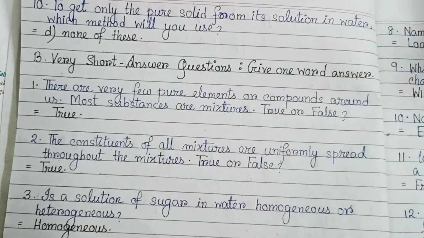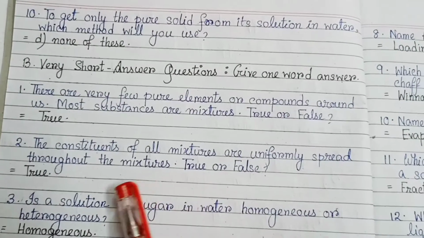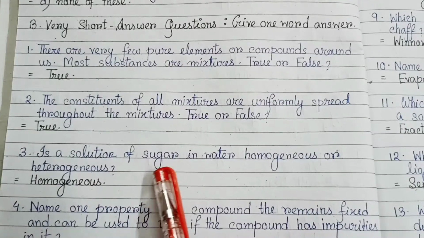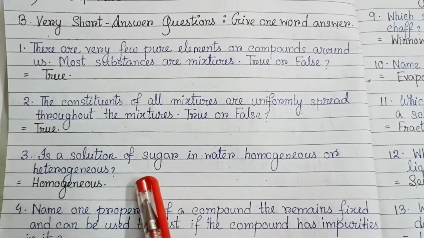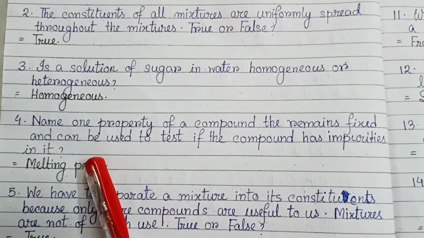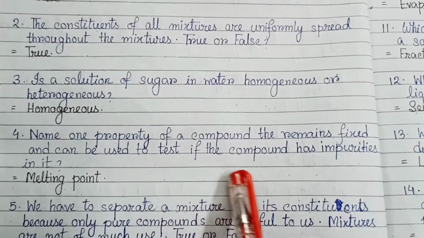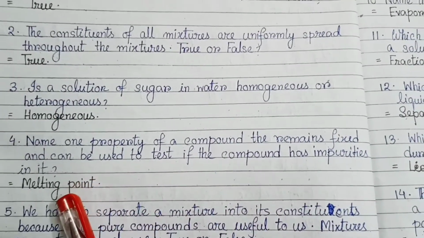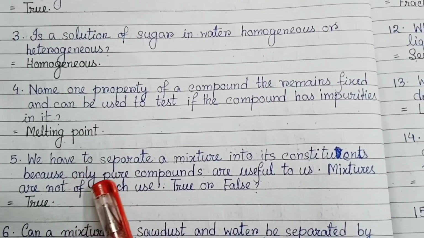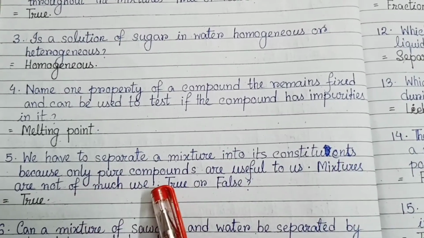True. The constituents of all mixtures are uniformly spread throughout the mixtures. True or false? True. Is a solution of sugar in water homogeneous or heterogeneous? Homogeneous. Number 4, name one property of a compound that remains fixed and can be used to test if the compound has impurities in it. Answer হবে melting point.